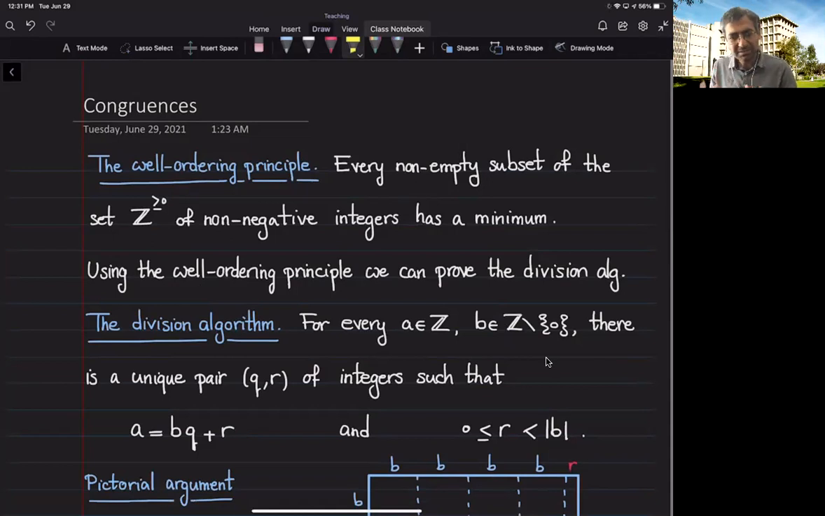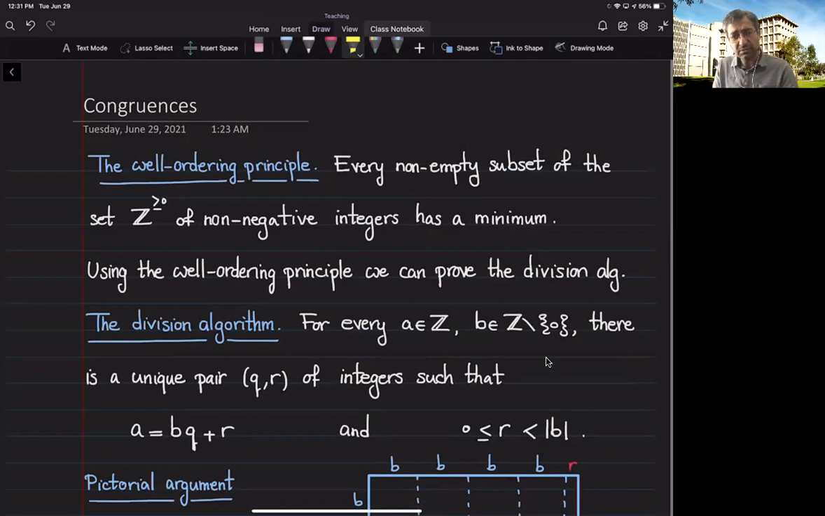But I mean, one has to be extremely careful. What are the integers? How can I actually define them? So it gets into the realm of set theory. So we take this for granted. We assume that this is correct, that every non-empty subset of either non-negative integers or positive integers has a minimum. This is called the well-ordering principle.